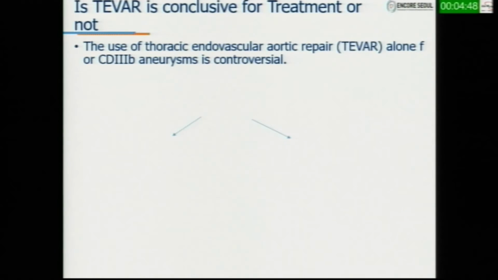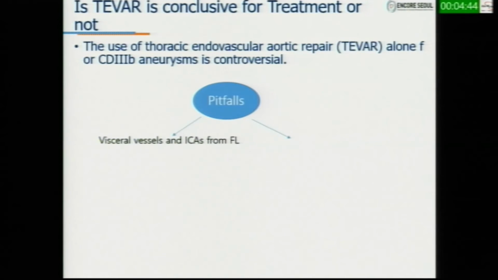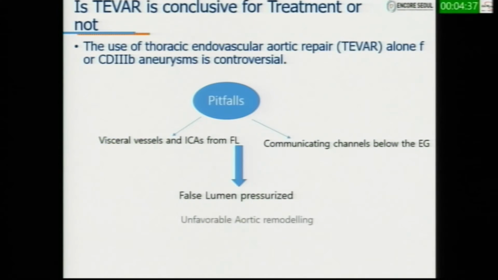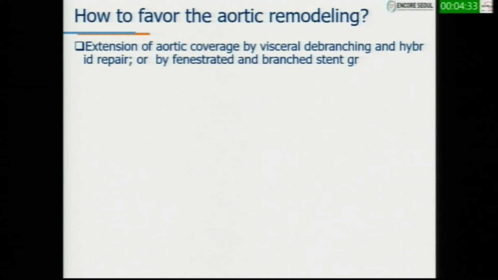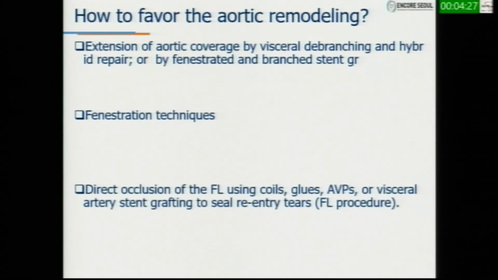The pitfall for TEVAR is visceral vessels and intercostal arteries from the false lumen communicating in channels below the endograft that pressurize the false lumen and cause unfavorable aortic remodeling. So to favor aortic remodeling, we have many options: extension of aortic coverage, visceral debranching by hybrid repair or fenestrated device, fenestration technique, and direct occlusion through a false lumen procedure.